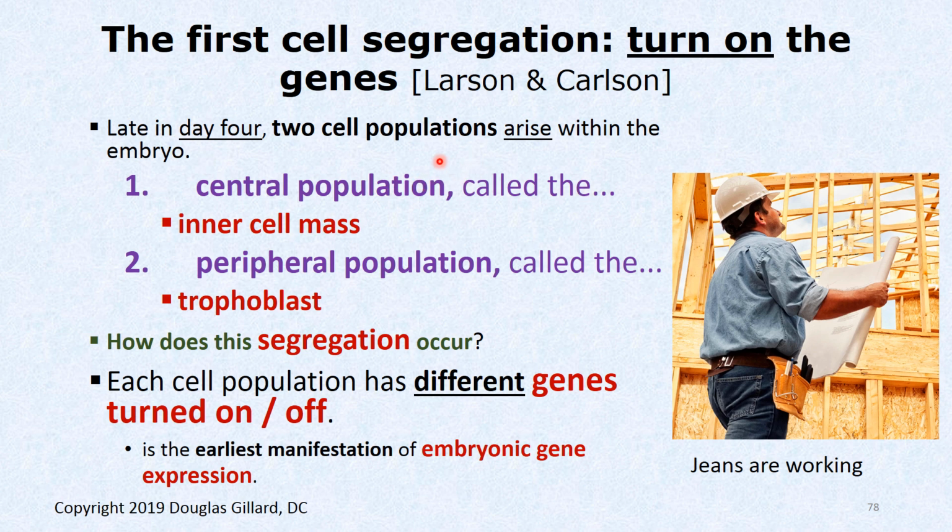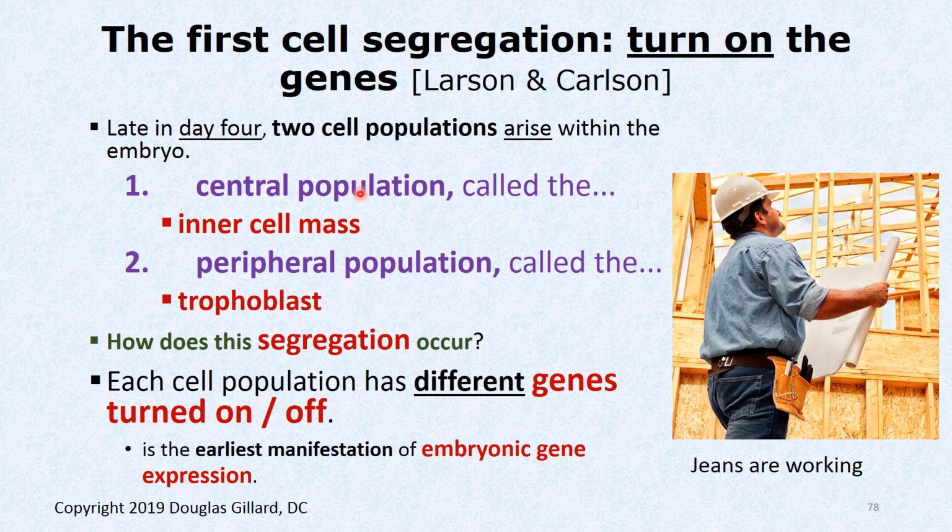And in fact, we can already see there are 2 cell populations that have arisen by day 4, and we haven't even gotten into the uterus yet. So the genes are working, right? The genes are already turned on. In fact, you have 2 cell populations: a central cell population, which is going to be called the inner cell mass, and then you have one that stays very peripheral, kind of on the outside of the ball, and that's going to be called the trophoblast.